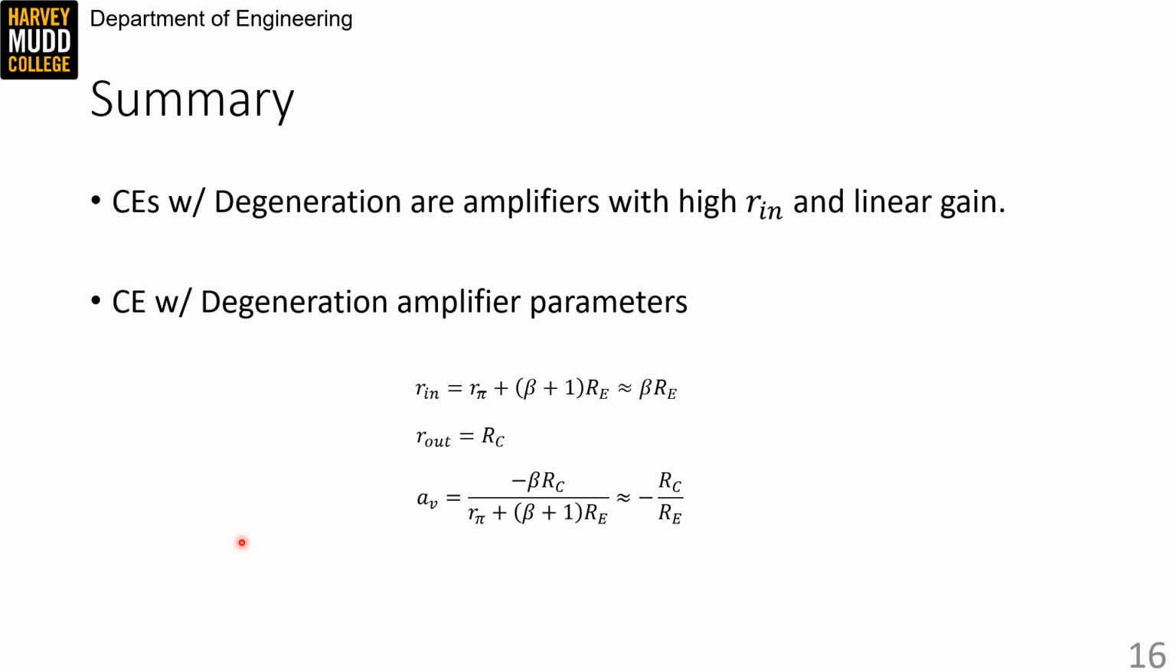So in summary, common emitters with degeneration are amplifiers with high Rin and a linear gain over large voltage swings. And we have derived the amplifier parameters for our common emitter with degeneration, which are given here. The input resistance is about beta Re, the output resistance is Rc, and the gain is about Rc over Re, with the exact expressions for Rin and AV shown here.